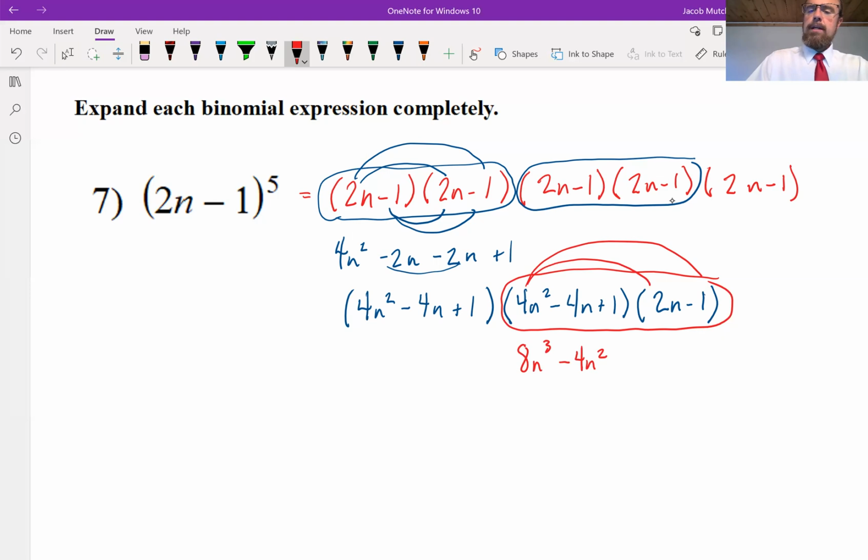Now I'll move to the second one. Negative 4n times 2n is minus 8n squared. Negative 4n times -1 is plus 4n. And now I'm ready for my last term. It's a 1, so it's really just 2n minus 1.